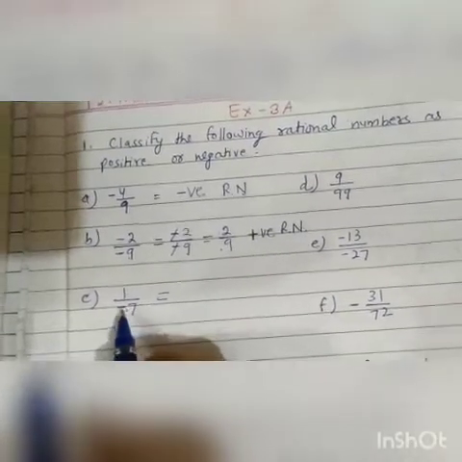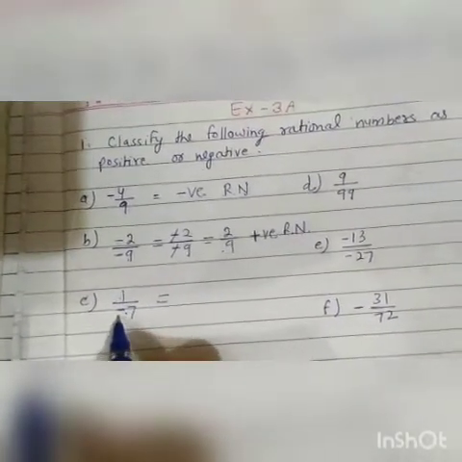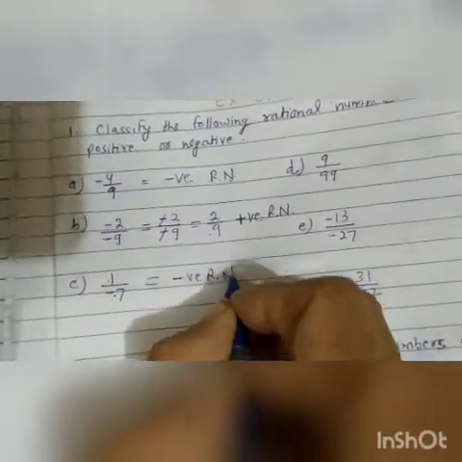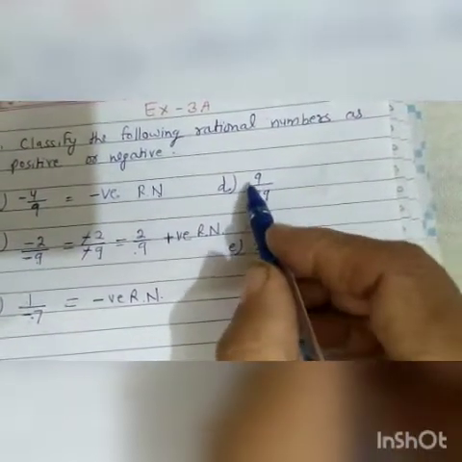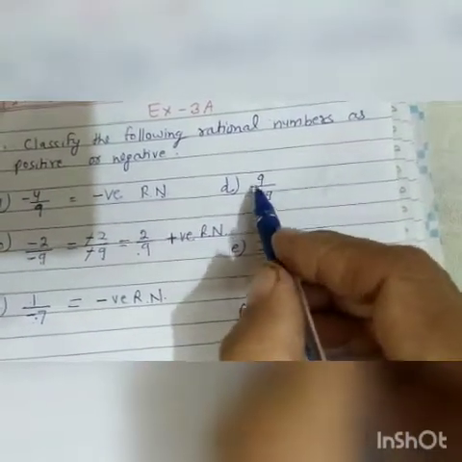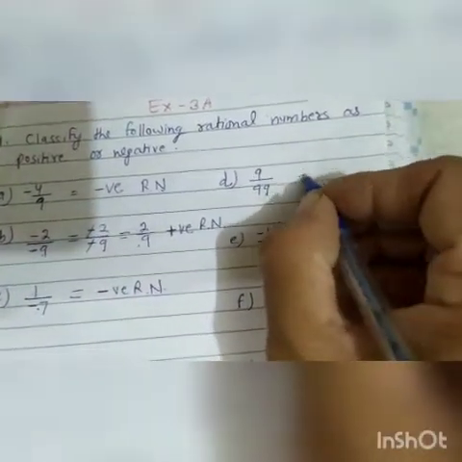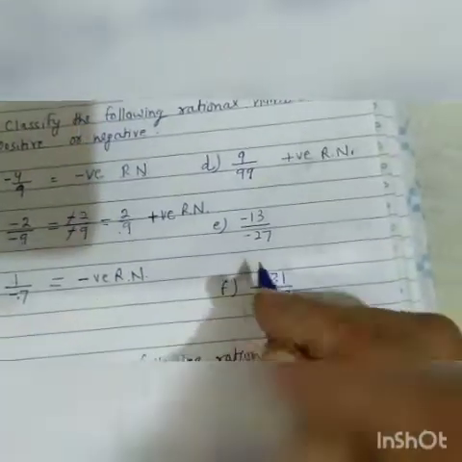C, 1 upon minus 7. Again here the numerator is positive, the denominator is negative. There is a minus sign, so it is a negative rational number. D, it is 9 upon 99. There is no negative sign, neither in the numerator nor in the denominator. So it will be a positive rational number.